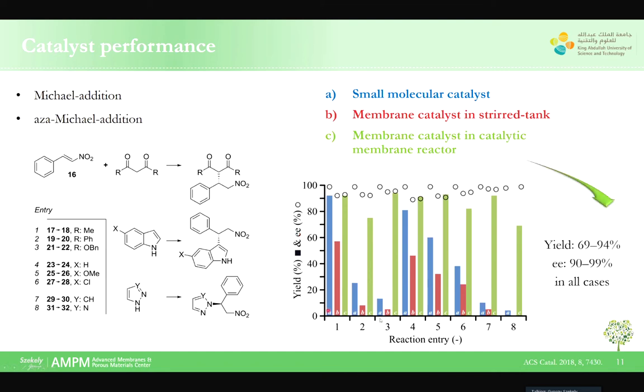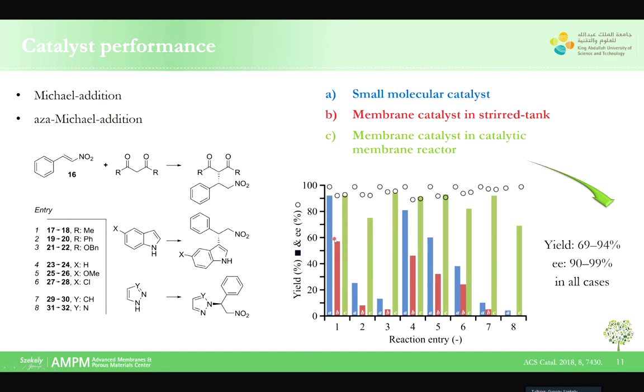Instead of going through all of these reactions one by one, what we can say is that the yield is overall between 69 to 94%, which is relatively good. And the EE value is 90 to 99%, again, quite high. You can see that in all of the cases, when you move from the homogeneous catalysis, which is the blue bar, to the heterogeneous catalysis, then you have a drop in the yield.